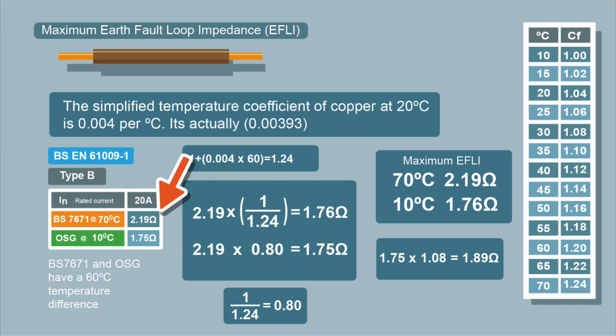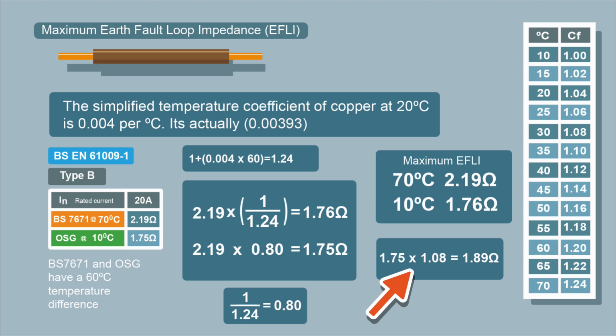If we wanted to know what that was at 10 degrees from the on-site guide, we need to adjust the temperature by 60 degrees. We'll times 2.19 by 0.80, and that'll give us 1.75. And as you can see, the value in the on-site guide, the maximum earth fault loop impedance at 10 degrees is 1.75. Down the side here, I've got the correction factors for the increase in temperature. Say for example, we had 1.75 ohms, and that was tested at 30 degrees.